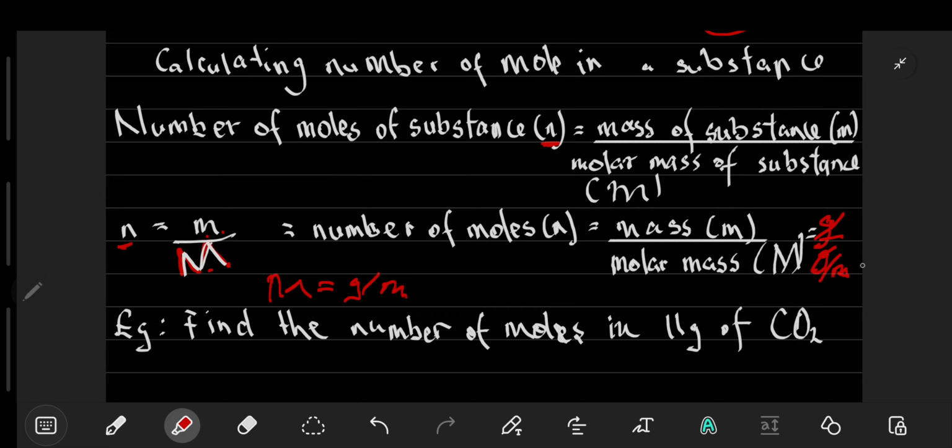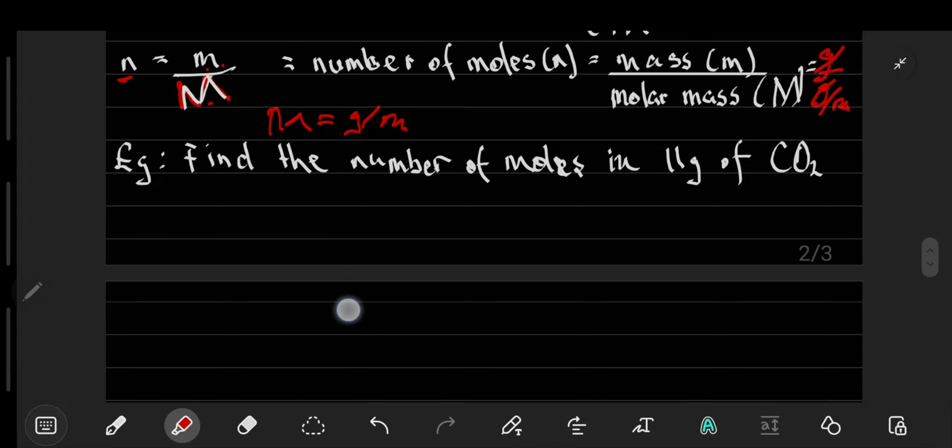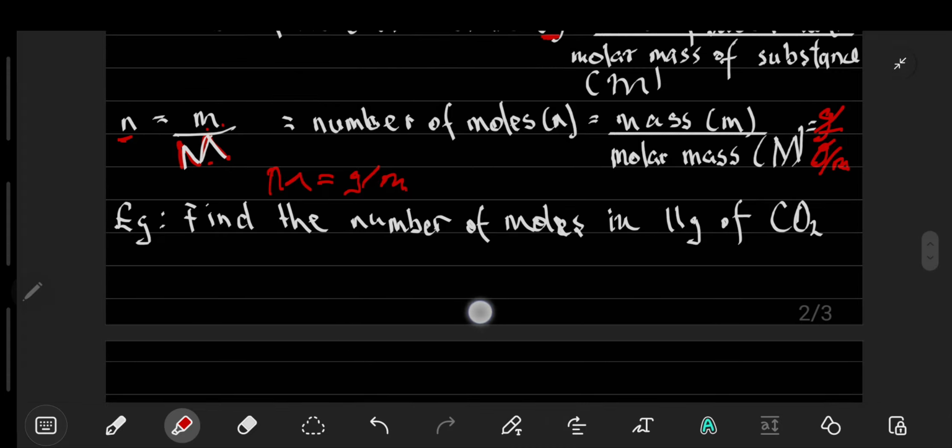When we cancel them out, we will end up having what? Only mole. So that is that. So let's work out this example and see. Find the number of moles in 11 grams of carbon.